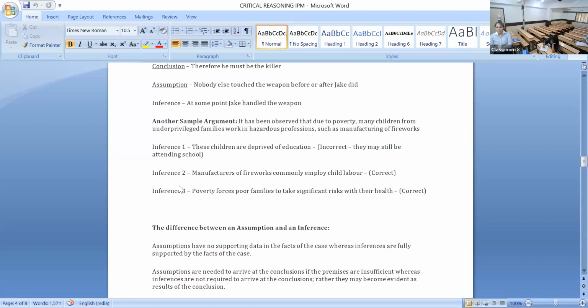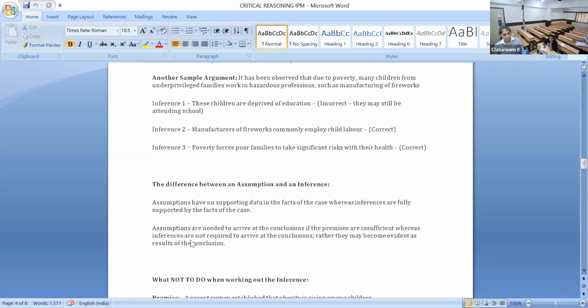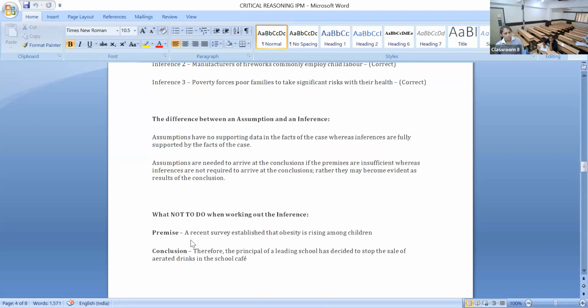So any doubt till here, Aditya, Sneha, Agrima? So inference one is the assumption. Yes. That's just your assumption, that's nowhere mentioned. So you can see over here the difference. I think this would be clear that an assumption doesn't have any supporting data, whereas an inference is fully supported by the facts of the case. That is why it is being said implied, because implied actually means it has come from something. It's not your own brain.